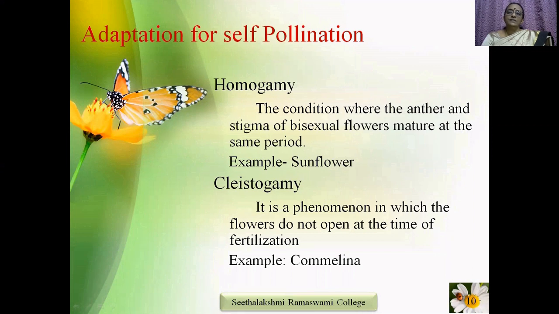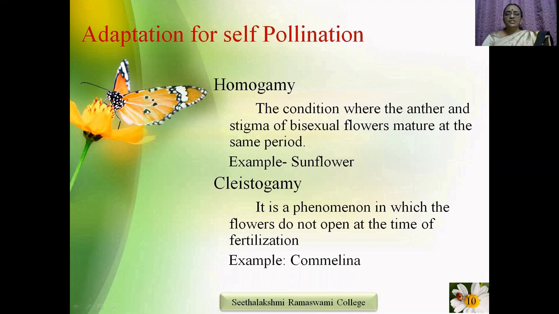Some homogamous flowers, however, show a special mechanism for self-pollination. Thus, in Mirabilis jalapa, when the stamens mature, the filaments recoil and bring the anthers near to the stigma so that when they burst, self-pollination is achieved.